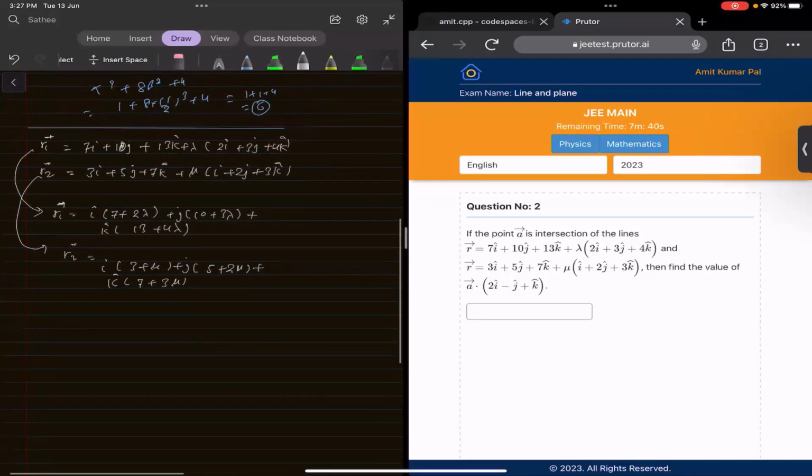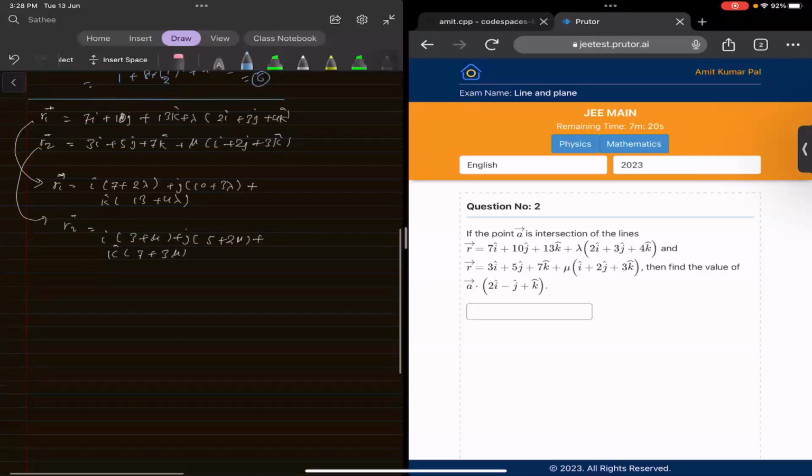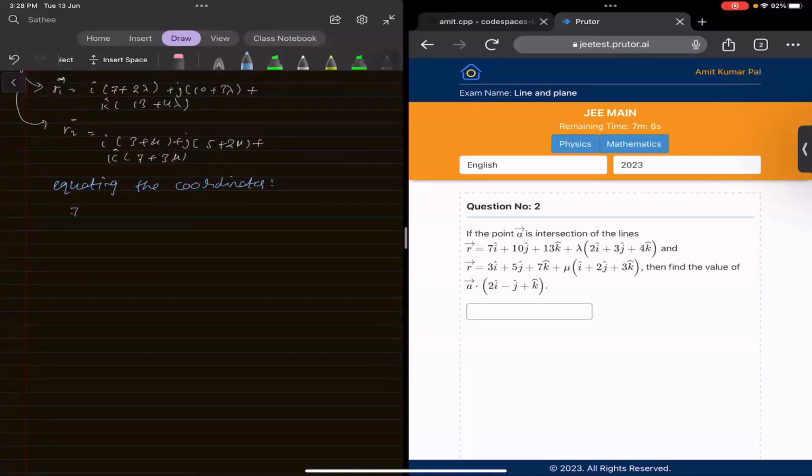Now it is given that these two lines intersect, so their i, j, k coordinates would be the same, because at the intersection point, the point that lies on r2 would also lie on r1. If we equate the i coordinates, 7 plus 2 lambda equals 3 plus mu, so 2 lambda minus mu is equal to minus 4. This is our first equation.